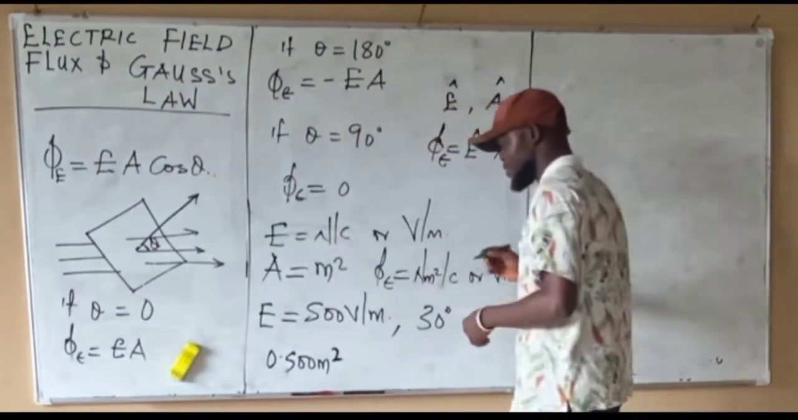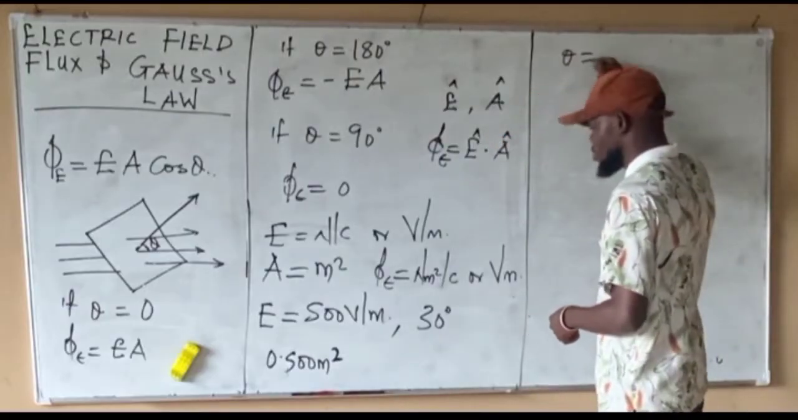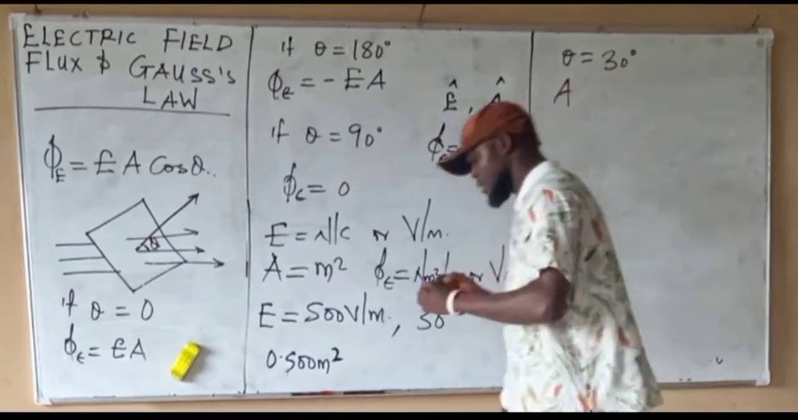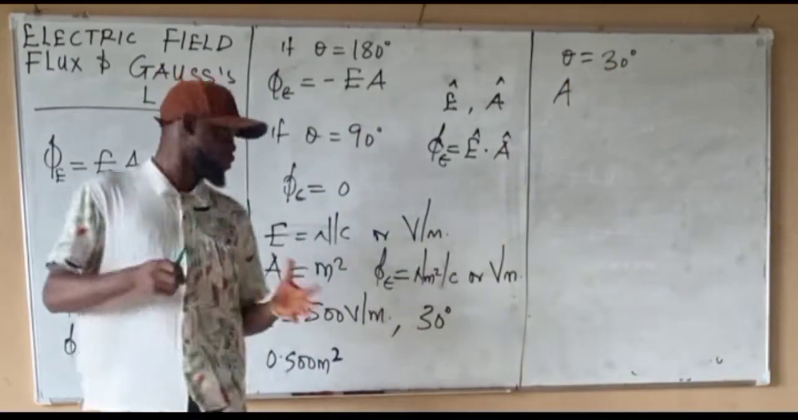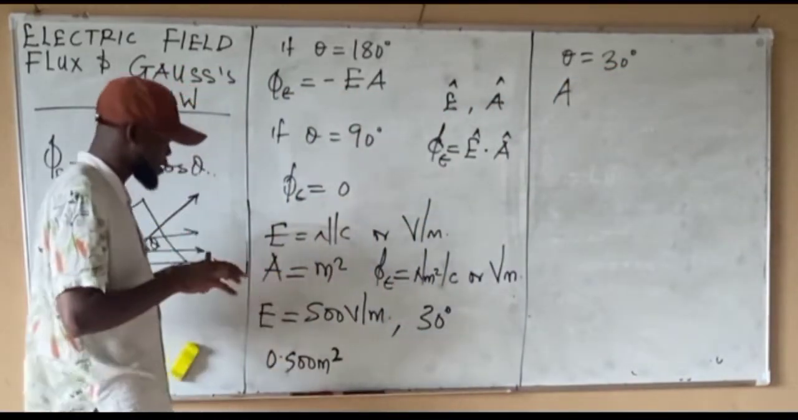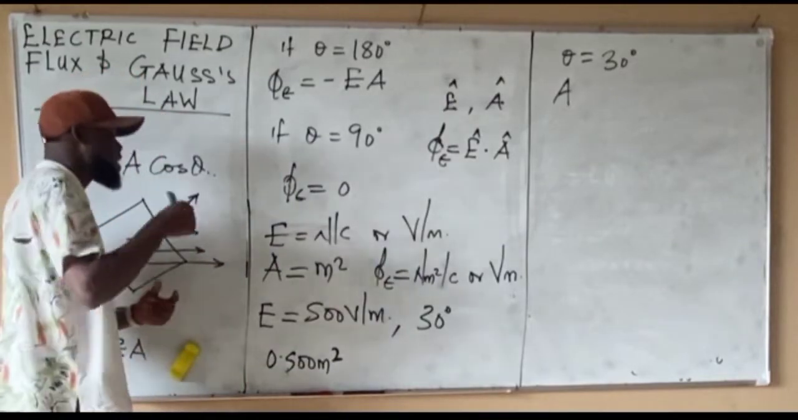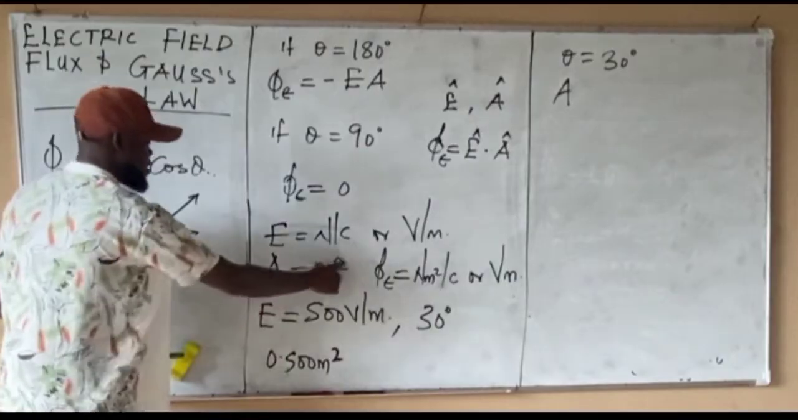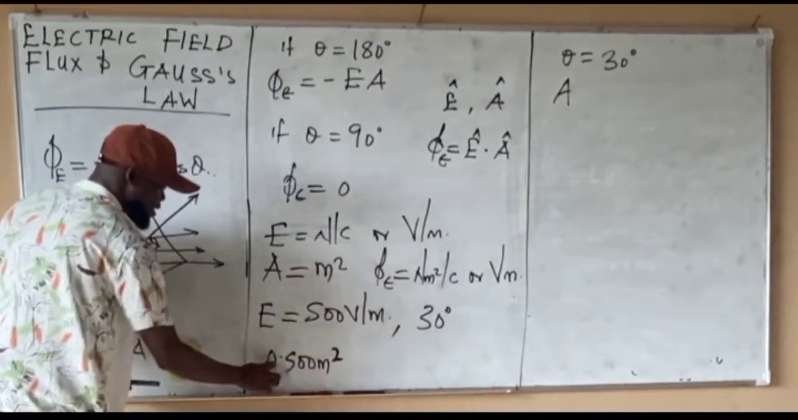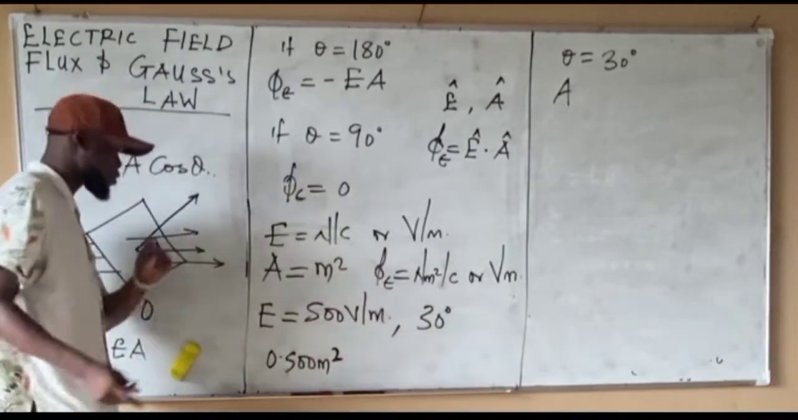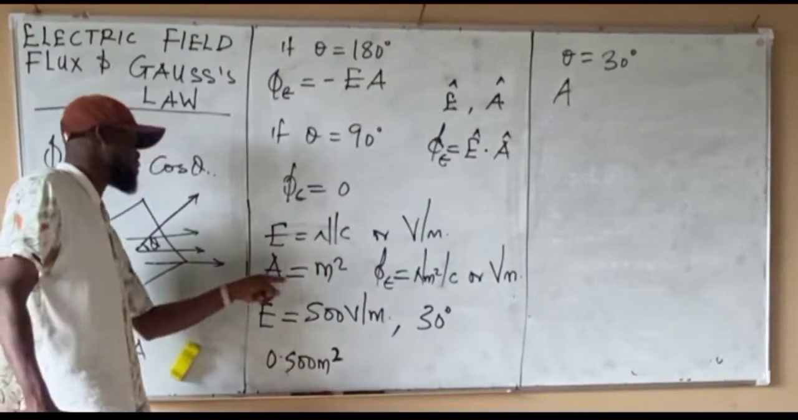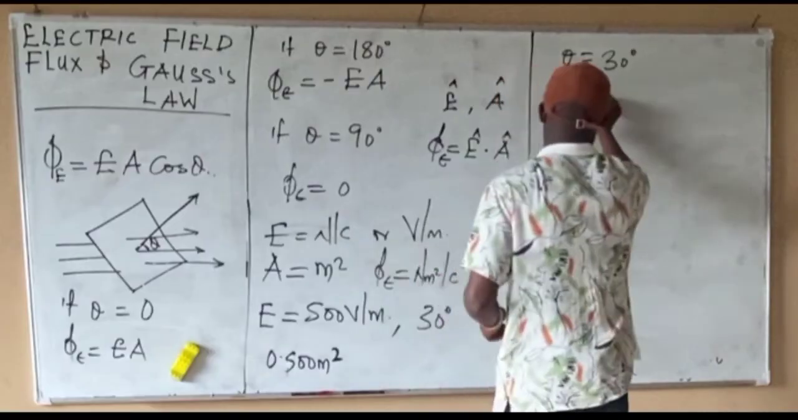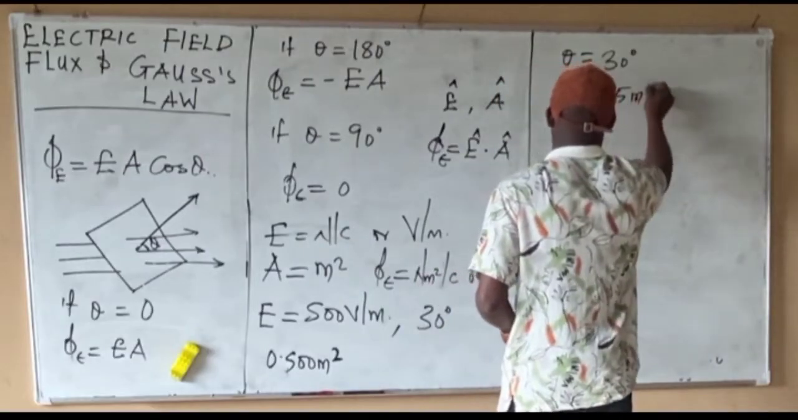Now, from that question, our theta is equal to 30 degrees. Then our area, because area was not mentioned in the question. But if you check them dimensionally, the unit of area is meter square, and the unit of this surface vector is also meter square. So automatically, this surface vector and area are the same thing. So I'm going to use this one as an area, 0.5 meter square.